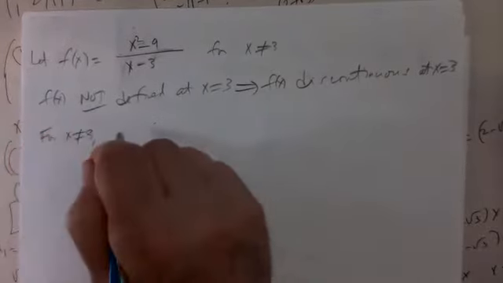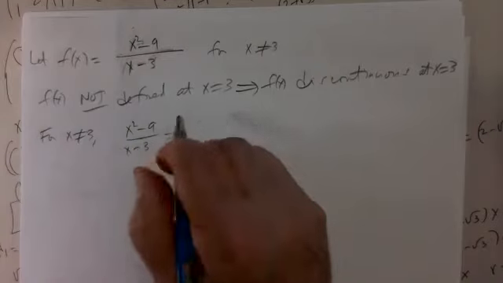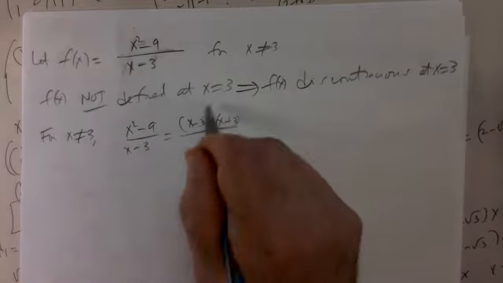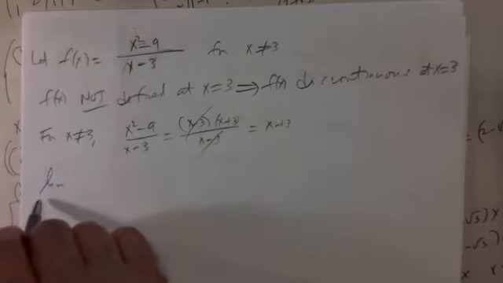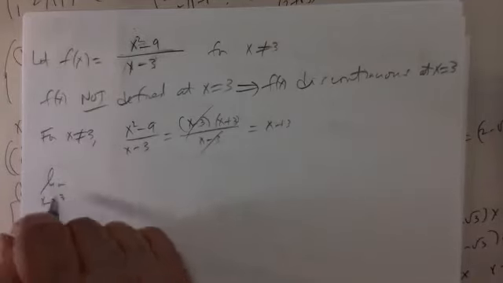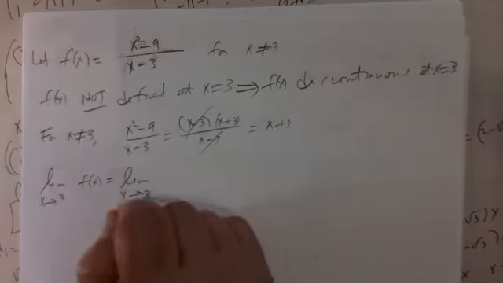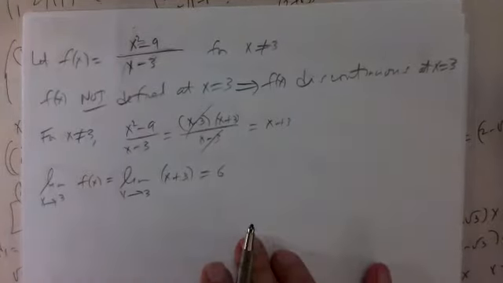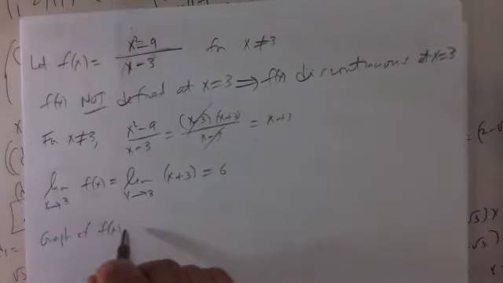On the other hand, for x not equal to 3, x squared minus 9 over x minus 3, the numerator factors: x minus 3 times x plus 3 over x minus 3. These cancel, you get x plus 3. So the limit as x goes to 3 of f of x is the same as the limit as x goes to 3 of x plus 3, which is equal to 6. What does the graph of f of x look like?